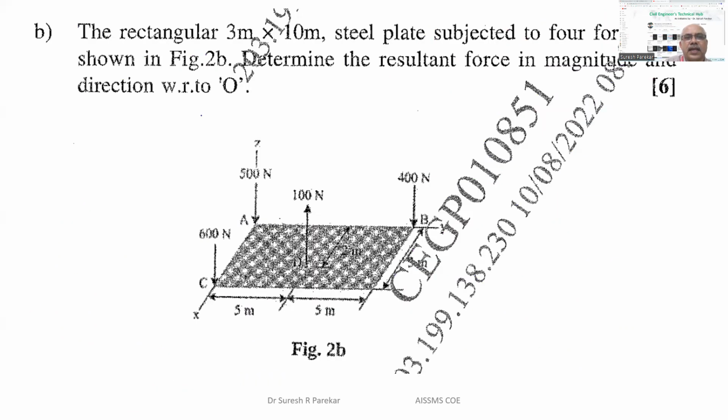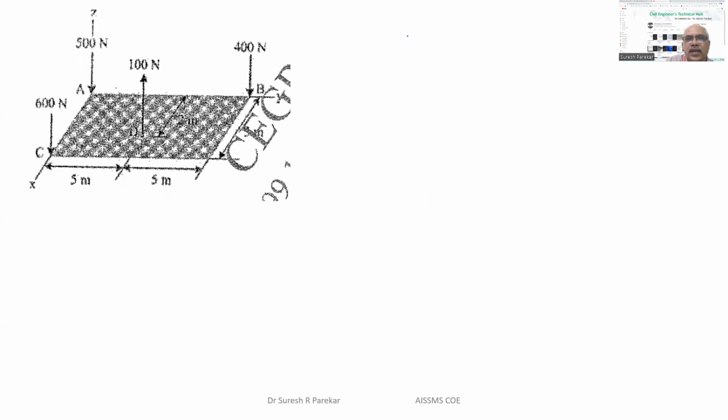Now we have this problem: the rectangular 3 meter by 10 meter steel plate subjected to 4 forces as shown. So it is very clear we have this as 3 meters. So now we will solve this problem. We know first we have to find resultant R because forces are in Y direction only. So summation Fy is equal to minus 500 minus 400 plus 100 or minus 600 at C, and then at D plus 100, and we will get minus 1400 newton. So my value of resultant is 1400 newton, but it is acting in downward direction.